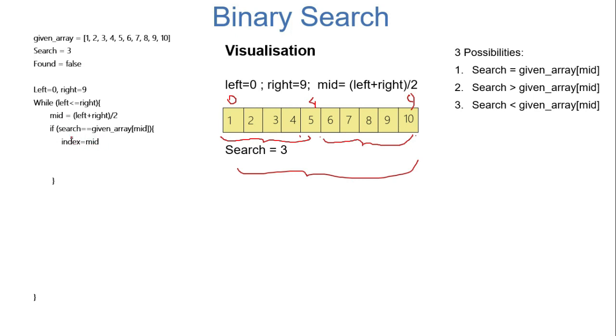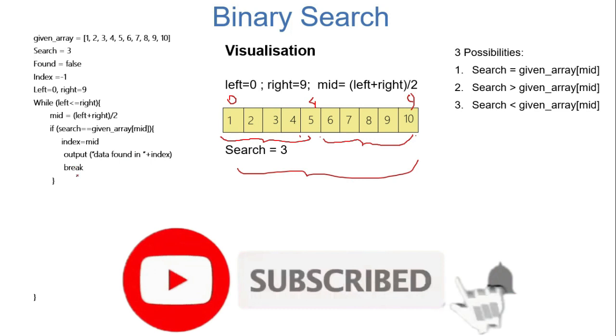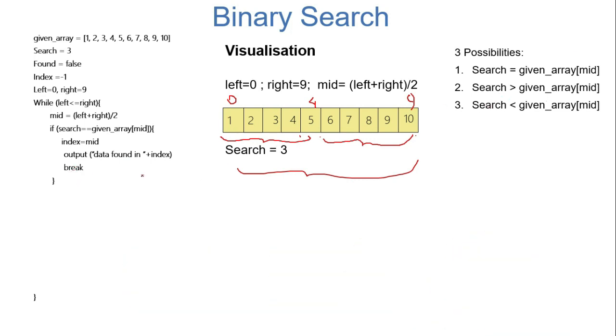Since I use the variable index here, I need to give an initialization value to my index. And I need to give output, or tell the user, that the element is found and tell the position, which is the index. Once I found the element, then I need to quit the looping. Therefore, I need break. The second possibility is we use else and then we compare it: search greater than the given array mid. If it's greater than the given array mid, then the searching area is here.